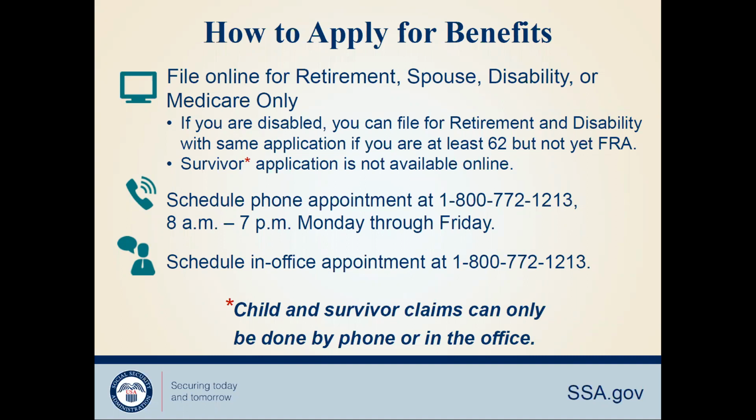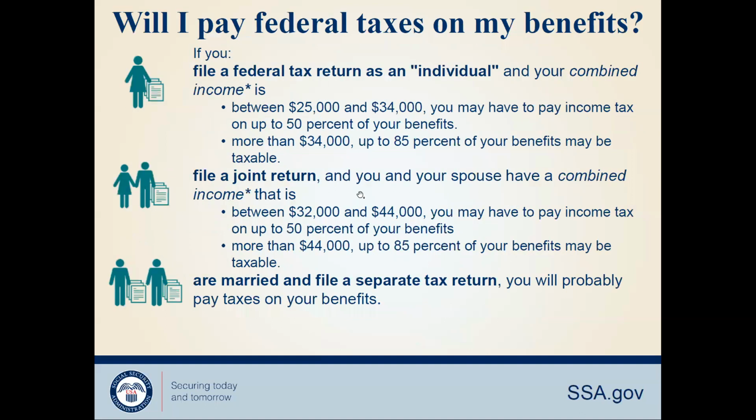You cannot file online for auxiliary child's benefits, disabled adult child benefits, or survivor benefits. Applying online is still the most convenient way to apply for benefits. You can apply for retirement benefits in as little as 15 minutes. Next slide.